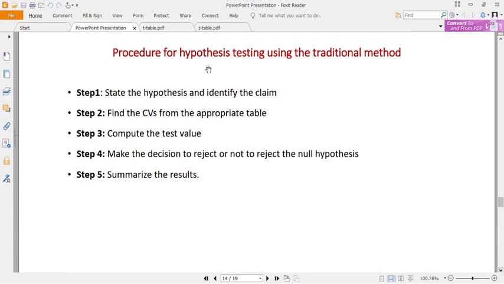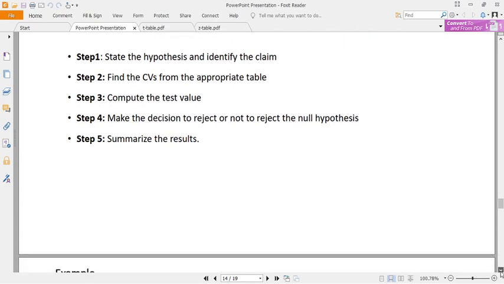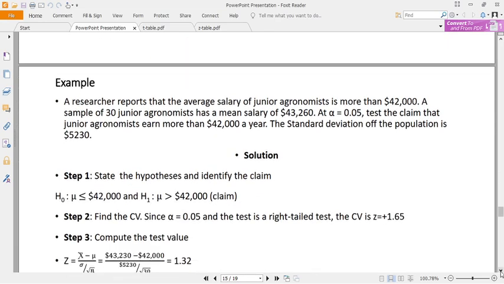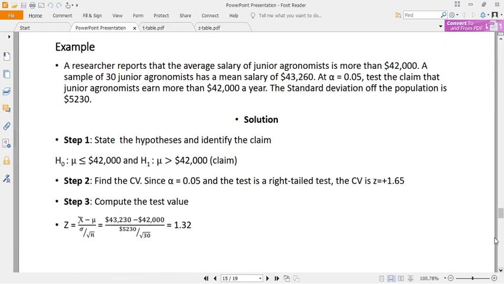So the procedure for testing the hypothesis using the traditional method: you set the hypothesis and identify the claim, find the critical values from the appropriate table, compute the test value, make the decision to either reject or not reject the null hypothesis, then summarize your results. So we are going to look at an example that will make meaning from all that I've said.